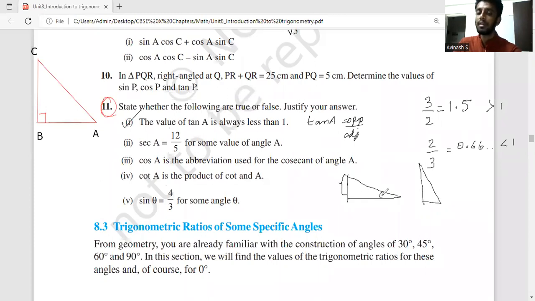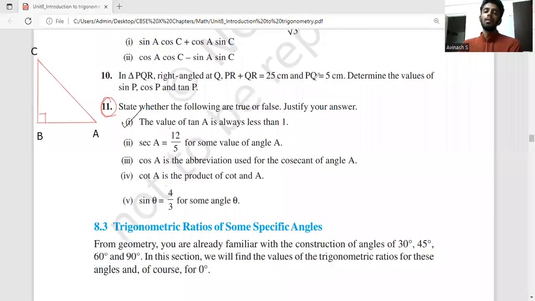If you look at this angle, the side opposite to this angle is smaller. But here the side opposite to it can be longer also. So there is no rule that the opposite side should always be smaller. If it should be less than 1, then it obviously means that the numerator should be less, but there is no rule that opposite should be less than the adjacent. So therefore, the first subdivision is false. That is the idea behind the first one.